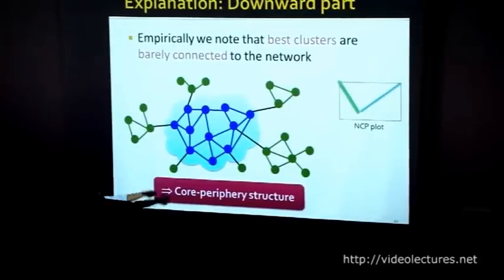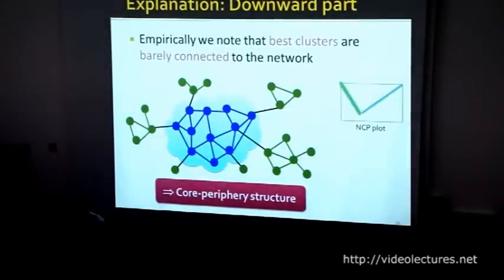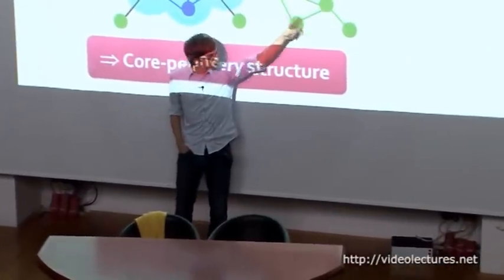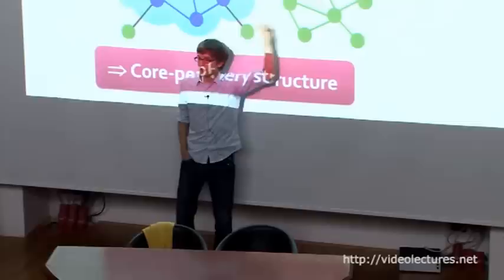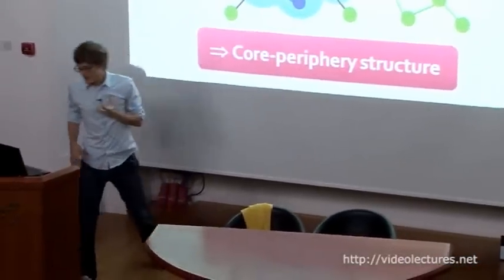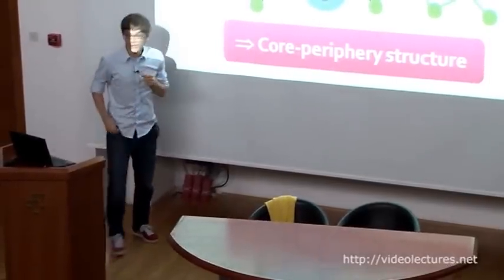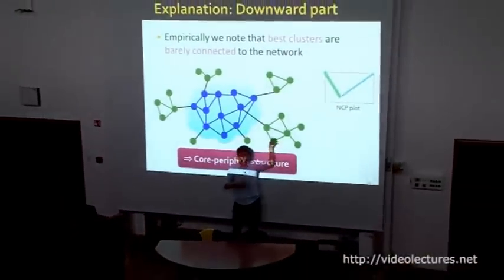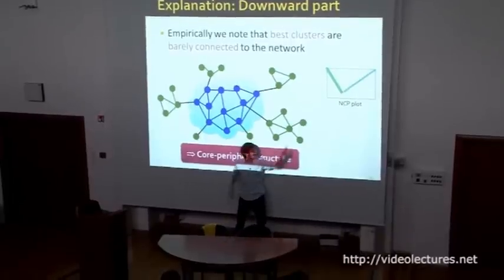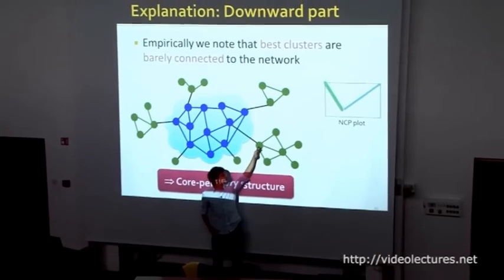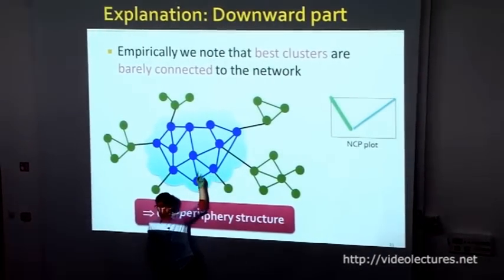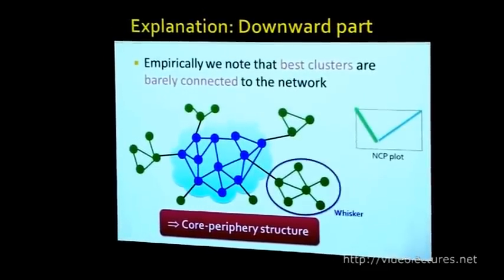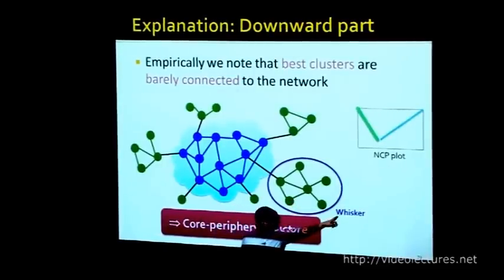The second part is, how do I explain the downward part, the green part? Empirically it turns out that you have lots of very little pieces that are connected with just a few edges to the rest of the network. This already tells you that your networks have some kind of core-periphery structure. I have these little clusters on the periphery, up to around 100 nodes, that I can easily cut away, and they get better and better as I increase their size. But once I get beyond this critical cluster size, I have to start cutting into this dense core, and my clusters get worse and worse. So this is the first conclusion. We'll call these little pieces whiskers, okay?